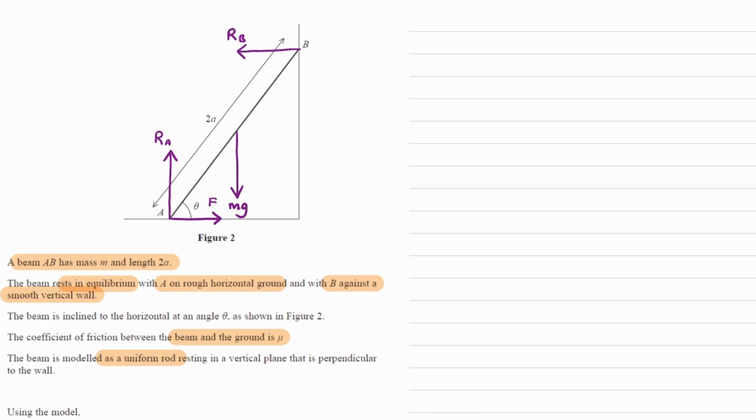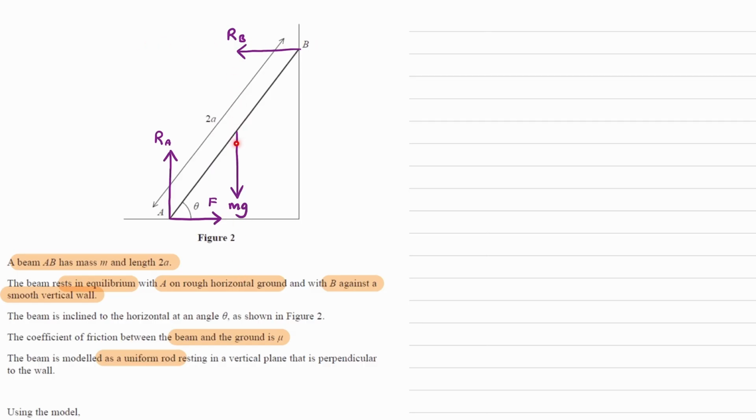So we need to pick a point to take moments about. The ground is probably the best point, as if we take moments about this point A, the forces of Ra and F as they act through that point don't have a perpendicular distance, and therefore don't have a moment. So taking moments about that point, we need to consider the perpendicular distances from the lines of action of the two forces that will have moments.